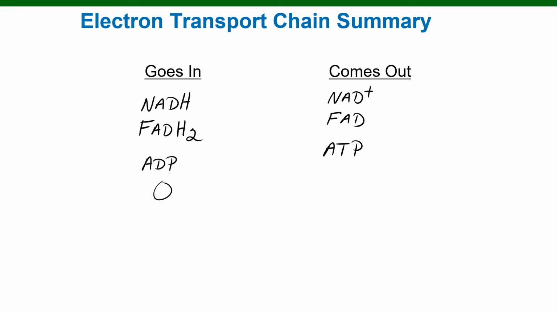We know that oxygen is necessary for this because oxygen acts as the final electron acceptor. And when oxygen accepts electrons and the hydrogens that are associated with those electrons, ultimately water comes out. And so these are the molecules that go in and come out of the electron transport chain that we need to keep in mind for the purposes of this course.